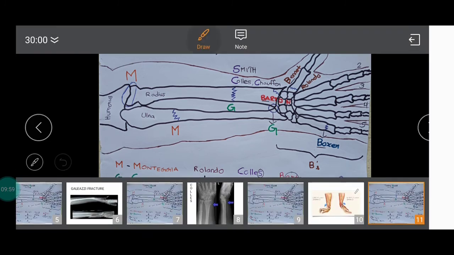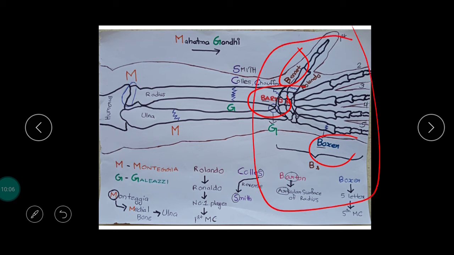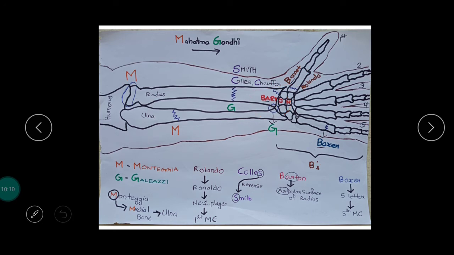Okay, as you can see here, Barton's fracture, Bennett fracture, Boxer's fracture. Everything is in this region itself, the region of the hand. So first we'll be learning about three fractures: there is Barton's fracture, there is Bennett fracture, and there is Boxer's fracture. We'll go in alphabetical order. First comes BA, then comes BE, then comes BO. So we'll learn about Barton's fracture.